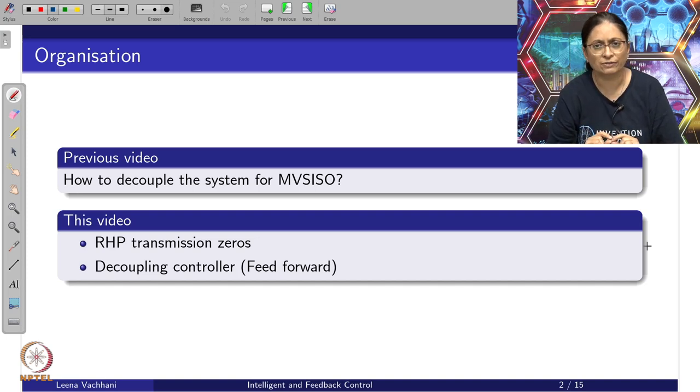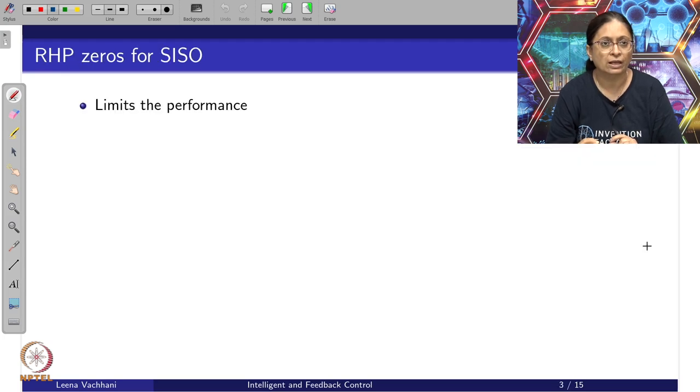In this video, we will first introduce what are right-hand side transmission zeros, and then look forward for decoupling kind of a controller, specifically the feed-forward way, and next we'll look into the feedback way as well. Let's see what are these zeros.